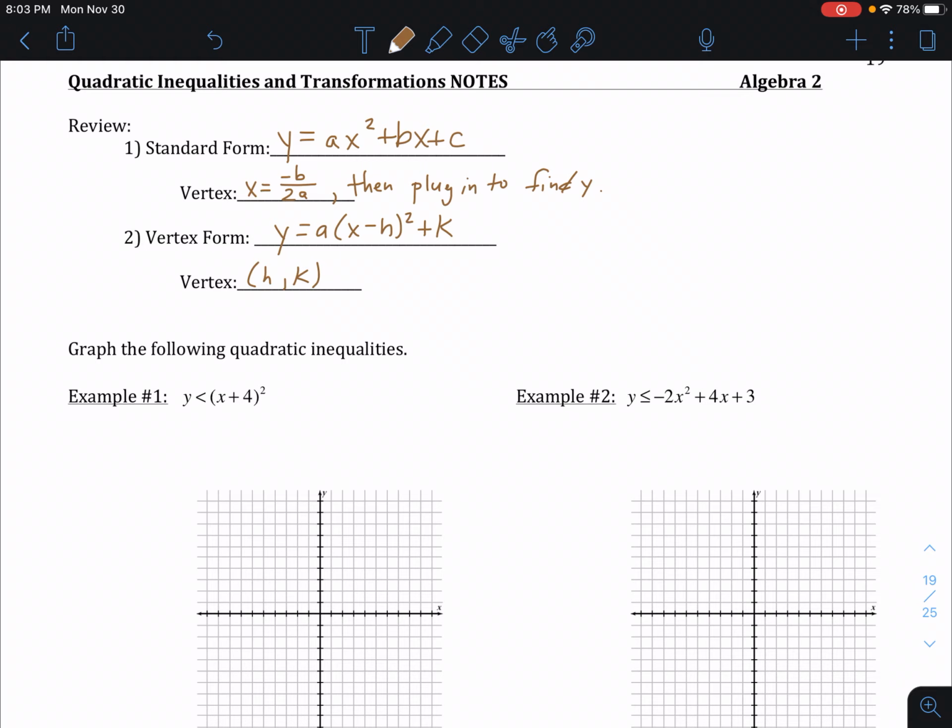Number 2, the vertex form, when it's given to you, is the one with the parentheses. And remember that the vertex is (h, k), where h looks opposite because of the minus sign in front of the h in the formula.